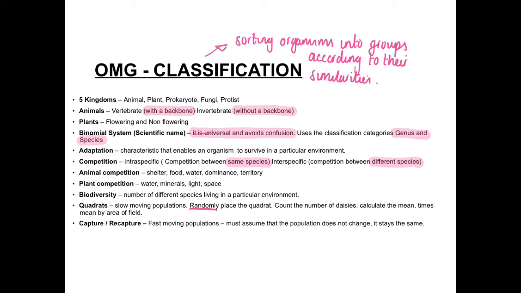Then you count the number of daisies in your quadrat, and you're going to repeat that 10, 15 times, depending on how big your area is you were looking at. Then you're going to calculate the mean number of daisies, for example. So if you did the quadrat 10 times, you would calculate the mean on average, how many daisies were in a quadrat. And then you would times that mean by the area of the field, and that would give you an estimate of how many daisies are in the field, for example.